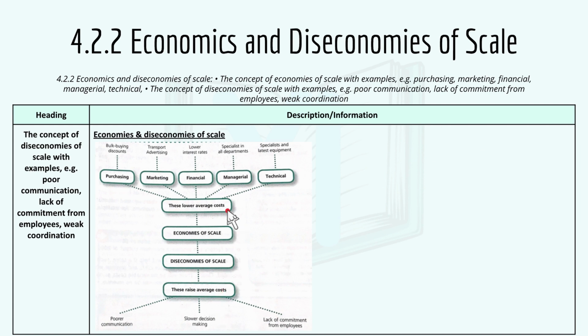Then we have economies and diseconomies of scale, like in the diagram to show. Economies of scale lower the average costs, like purchasing, marketing, financial, managerial, and technical, which is good. Diseconomies of scale is a bad one, which raises the average costs due to poor communication, slower decision making, and lack of commitment from employees.